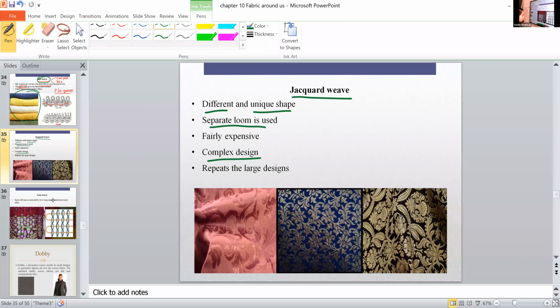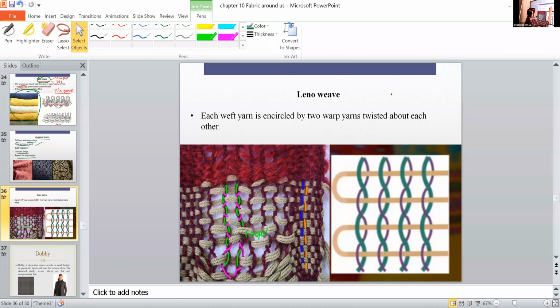Next is Leno weave. It's another fancy weave. So we learned the pile weave, jacquard weave, and the third one is Leno weave. You can also write it with a double E, Leeno. Both are fine. Leno weave.